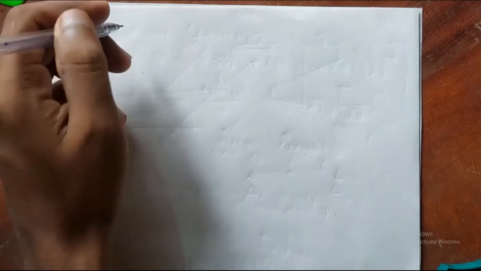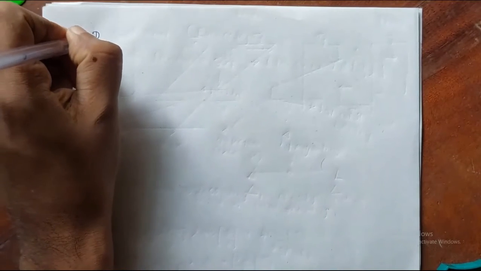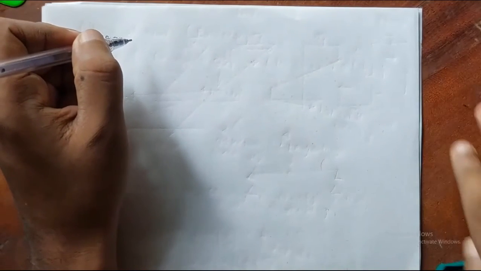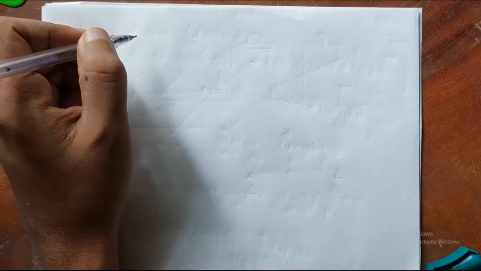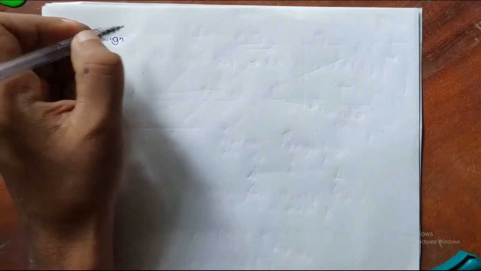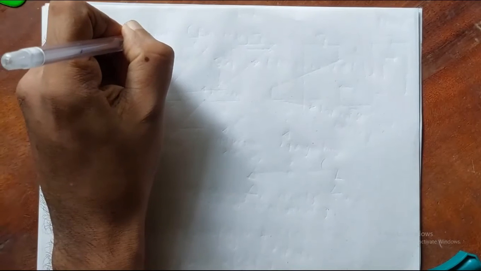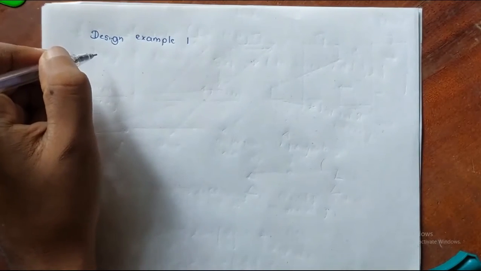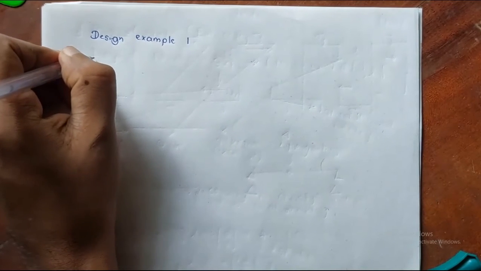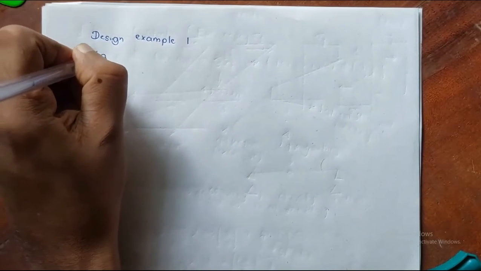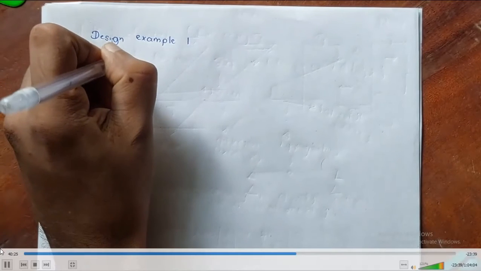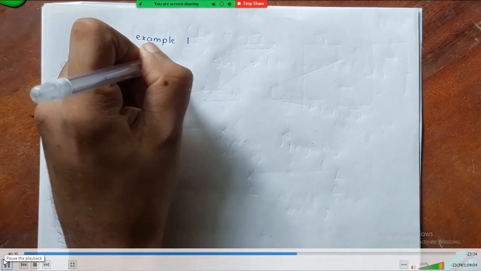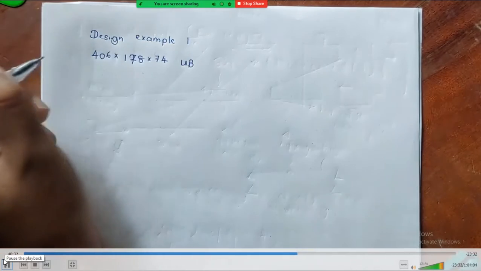So we are given design example 1. We have been given the section, which is a 406 x 178 x 74 universal beam section.